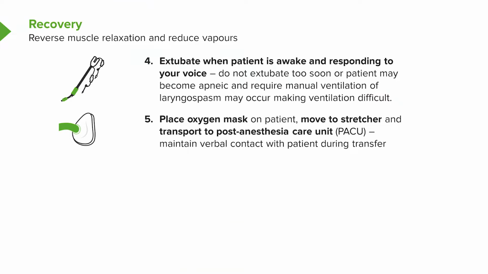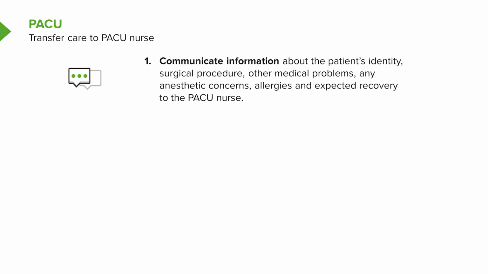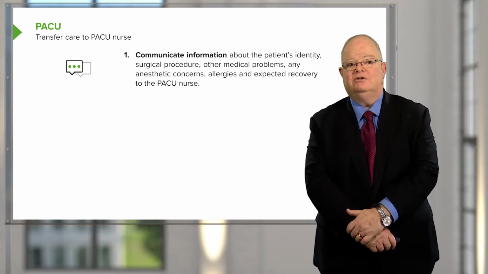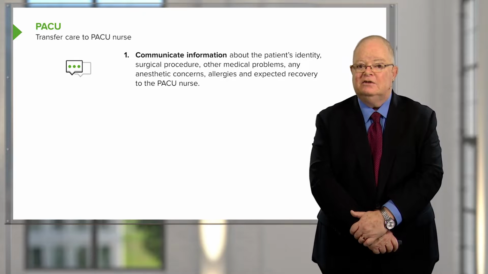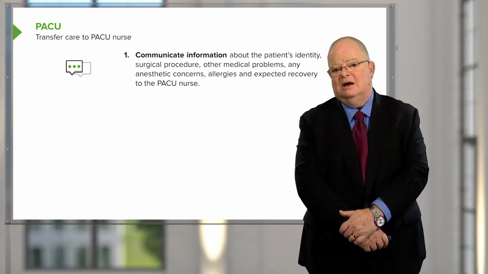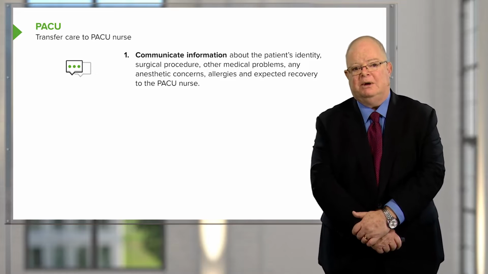Place an oxygen mask on the patient, move to a stretcher, and transport the patient to the post-anesthesia care unit, or PACU. Maintain verbal contact with the patient during that transfer process. When you reach the PACU, you should communicate with the nurse the information that he or she needs to continue to care for the patient. So, patient's identity, surgical procedure, other medical problems the patient may have, any anesthetic concerns, any allergies the patient has, and really what you expect to be the recovery phase for this patient.